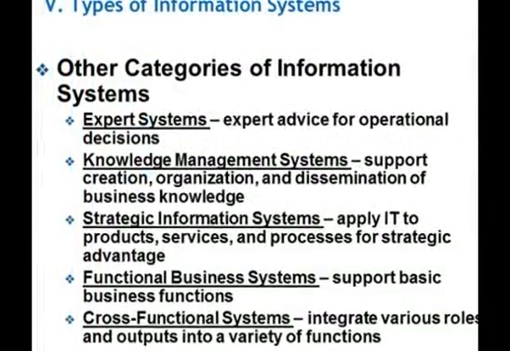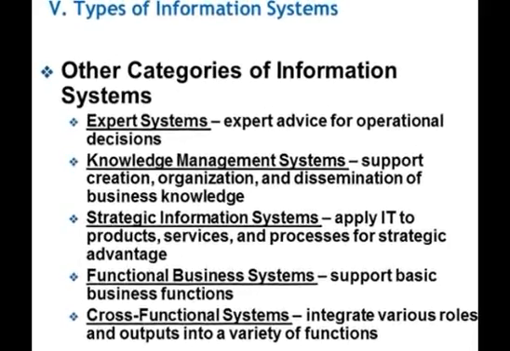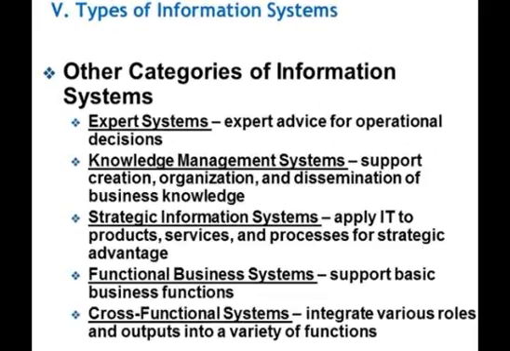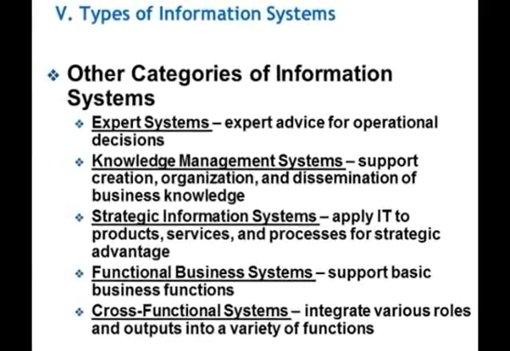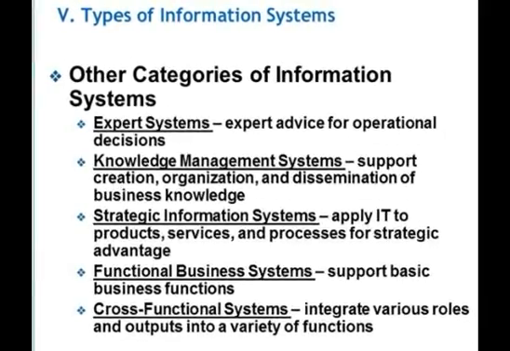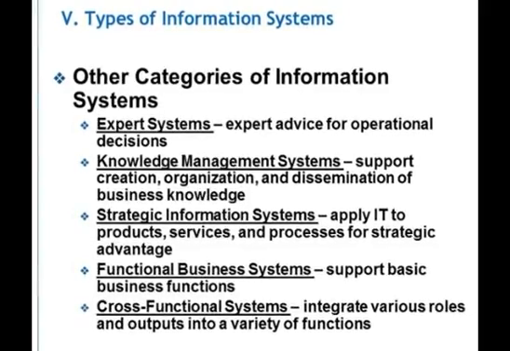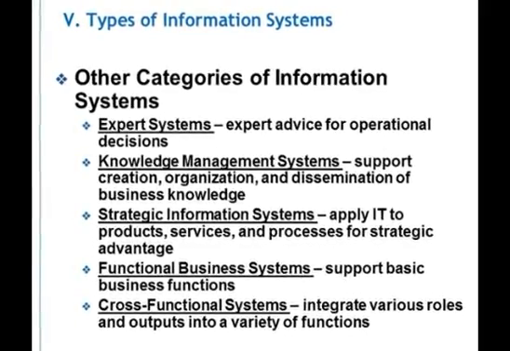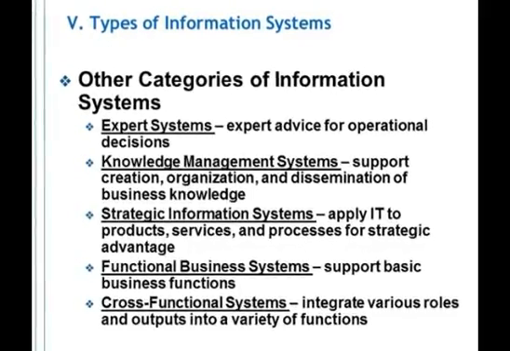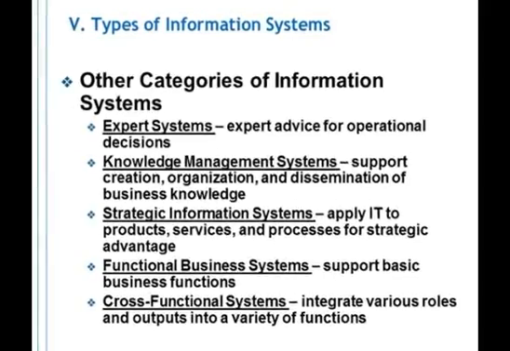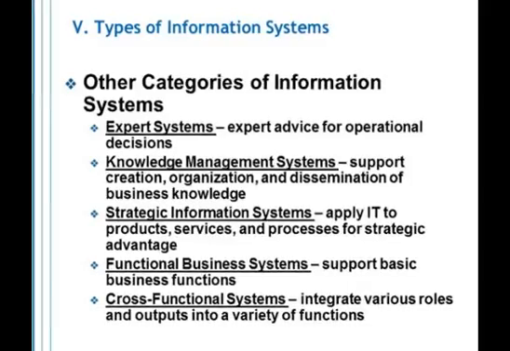There are other types of information systems, and we will talk about them in later chapters within the book. Expert systems, knowledge management systems, strategic information systems, functional business systems, and cross-functional business systems. Each one of them has a specific use within every business. One of the big growth areas is in knowledge management systems. In the video, Did You Know? there is a segment that identifies that you as students are more likely to have 10 to 14 different jobs before the age of 38.